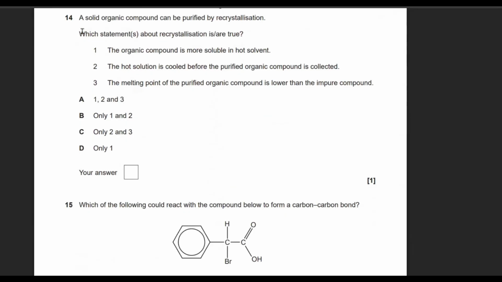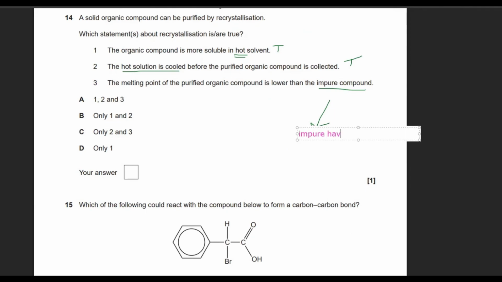Right, question 14. A solid organic compound can be purified by recrystallization. Which statements about recrystallization are true? The organic compound is more soluble in a hot solvent. Yeah, that's going to be true. Anything's going to dissolve better in hot things. It increases the solubility. Hot solution is cooled. Yes, before you're going to cool it so the product actually solidifies and crystallizes out.